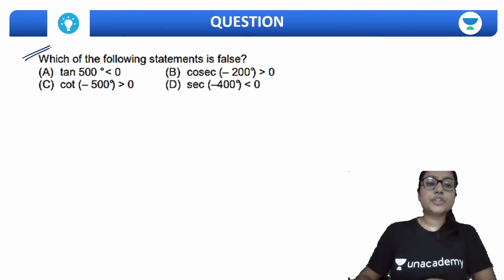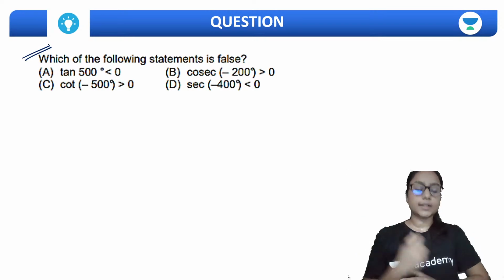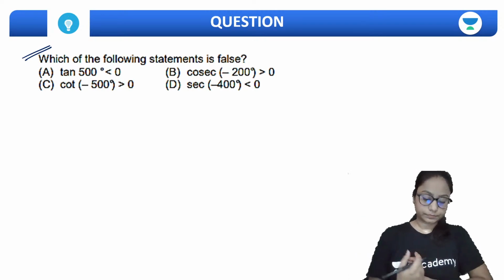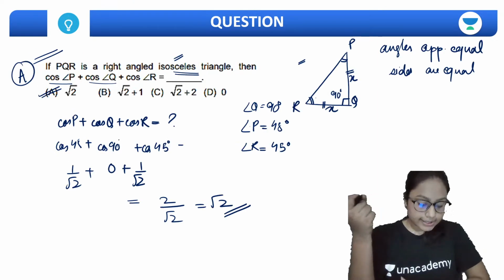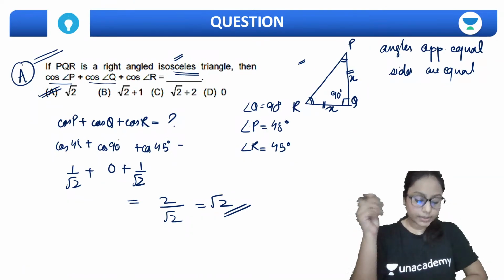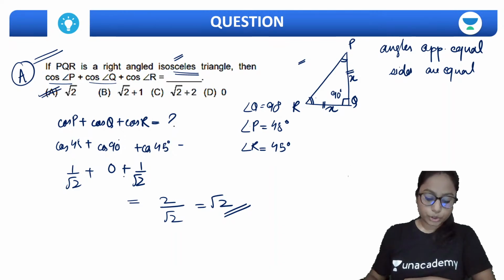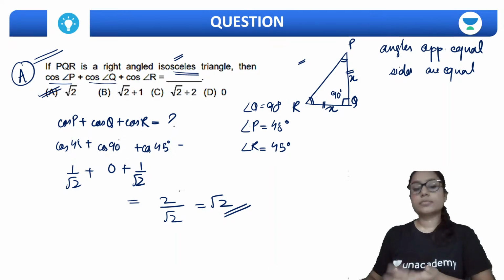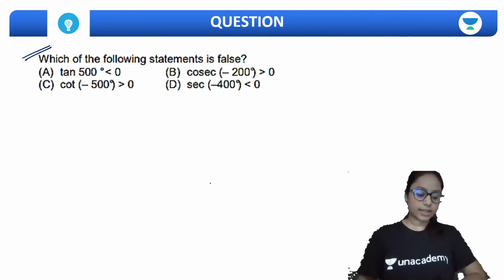Okay. Which of the following statements is false? Okay. Yes, you are saying it is not clear from here. 2/√2 onwards. So 2/√2 is root 2, no? Direct. Yes, try this now, everyone.